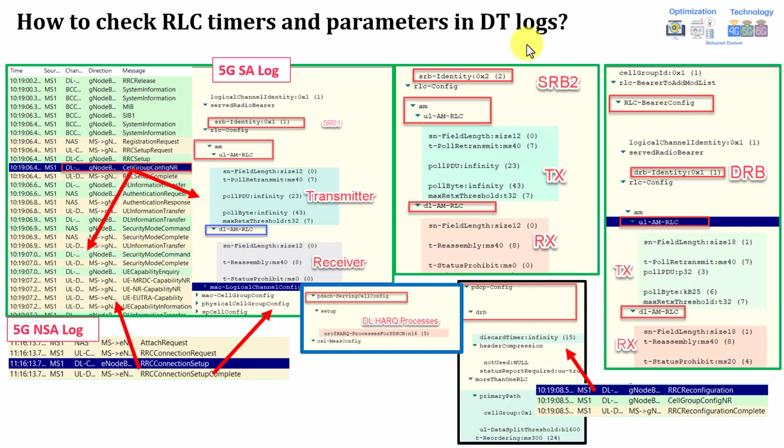Okay, here you can see examples of the RLC timers and parameters in the drive test logs. If you remember, during the RRC setup, connection request, connection setup, it will be using SRB0, signaling radio bearer 0, transparent mode. So you don't need any timers, right? You will start receiving the timers starting from the RRC connection setup. You can find it in the RRC connection setup or even the cell group configuration message from 5G standalone.